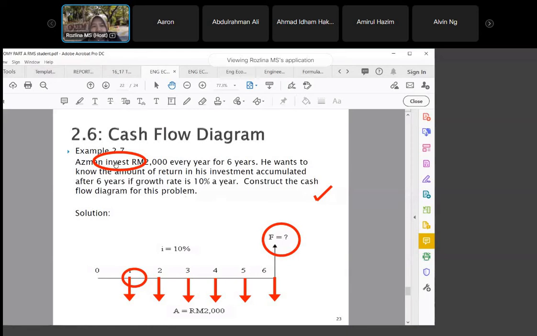Invest. The cash flow means he spends money, the money goes out, so you can see the downward arrow. Every year 2,000. First year you pay, second year you pay, until the 6 years. So what is the return of this investment at year 6? So how to draw? Start with 0.